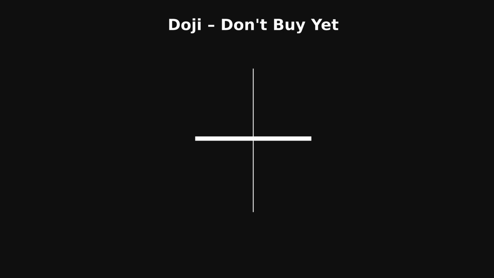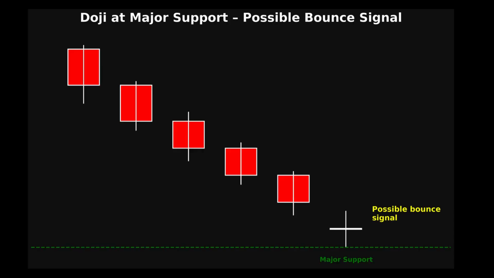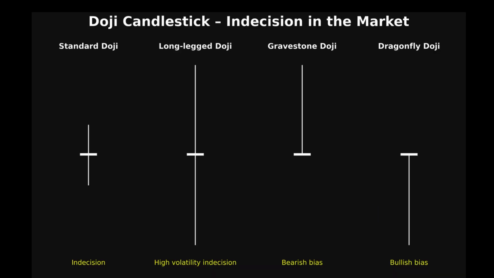First, the doji. Tiny body, often long wicks. It's indecision. By itself, it's neutral. But at major resistance, after a strong rally, it can be a warning to take profits, or not to buy if you're flat. At strong support after a drop, it can be a don't sell sign. AI checks the bigger trend, how stretched price is, and compares it to thousands of past dojis.